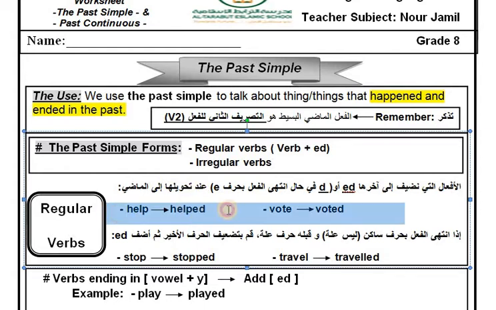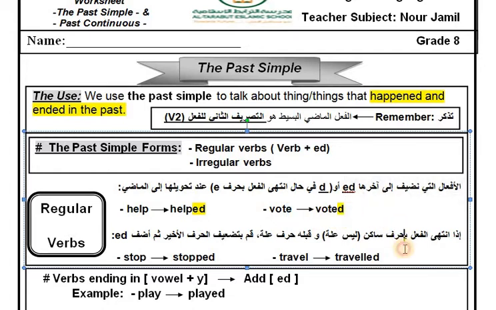Let's see these examples. Help, helped. Vote, voted. As you see here, we add ed to the verb help. صارت عنا helped. But here we add only d. Why? Because we have already e here. احنا أصلا في عنا e فأنا ضفت لها بس d.